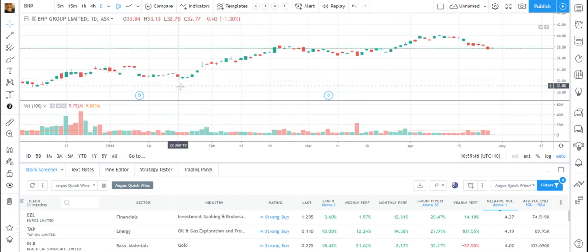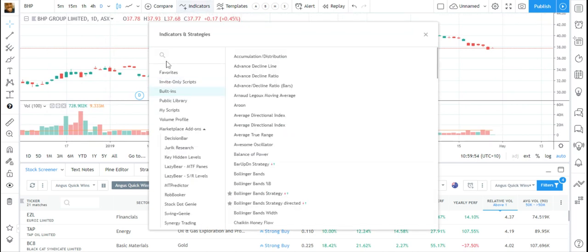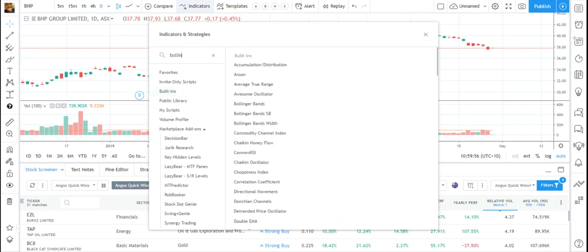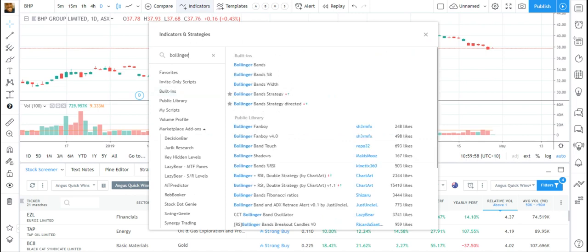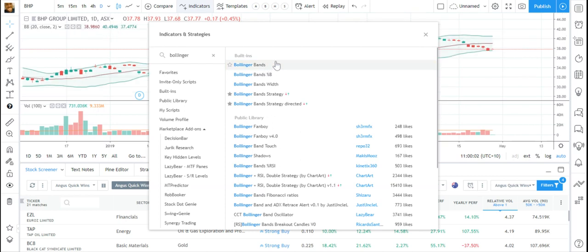Now, the main thing that I like to look at when I'm trading these sorts of stocks is I'll turn on a Bollinger Band. So I'll go to indicators. I'm basically looking at stocks that are trading at the top of their Bollinger Band, so I'll add Bollinger Band in.